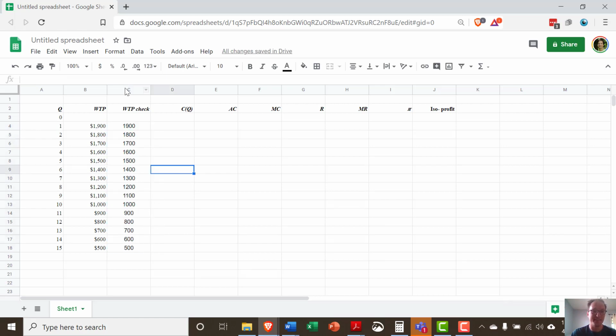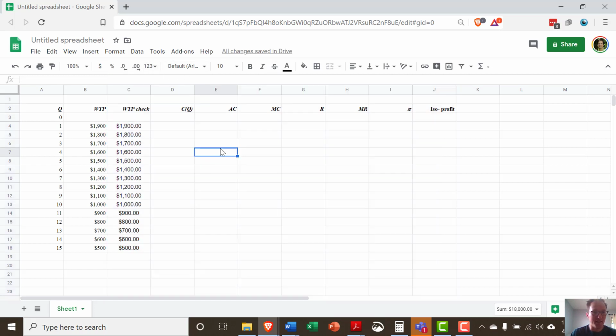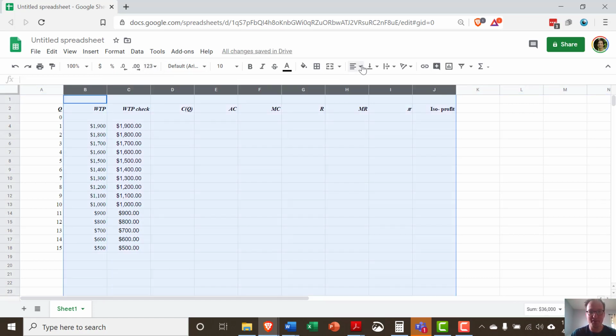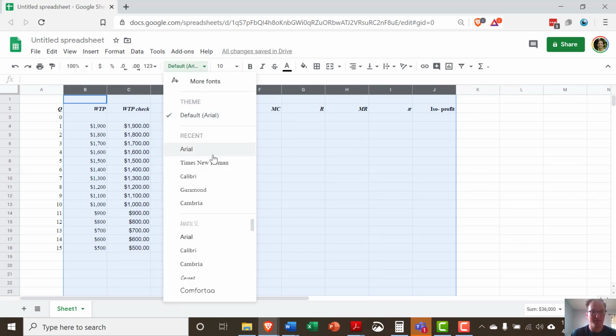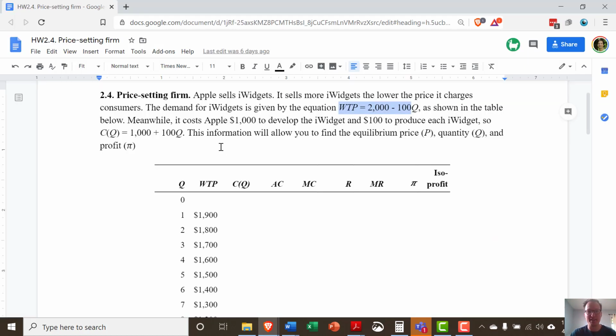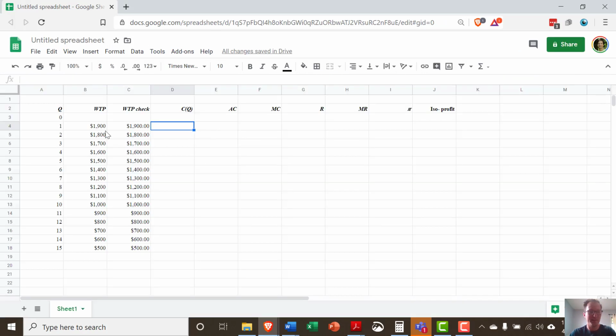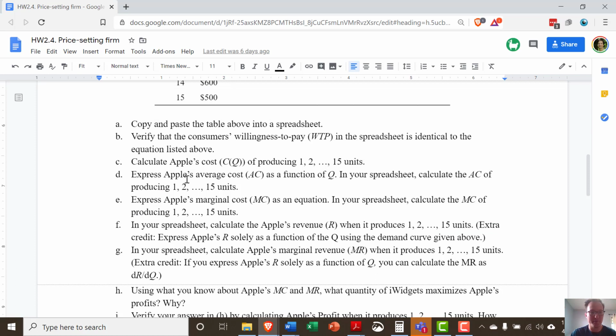And we see we have exactly the same numbers. Here I'm going to just tell my spreadsheet that these are all dollars, just to make things look a little bit more uniform. They also all could be right justified, and I'll use my regular Times New Roman font. So the first thing we've done is shown exactly what we needed to show, that the willingness to pay in our table indeed matches the equation that I provided you.